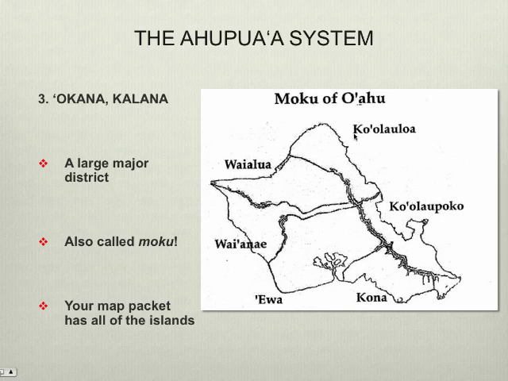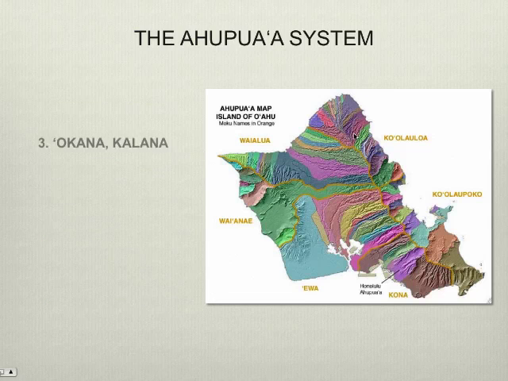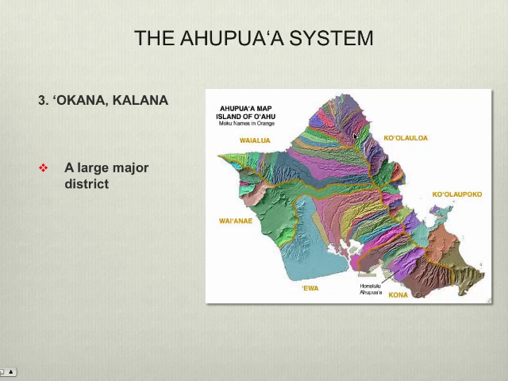So Ko'olauloa, Ko'olaupoko, Kona, Ewa, Waianae, Wailua. And we are now, if you haven't guessed, in the Kona district. So we'll move on to the next layer deep, which is the Ahupua'a system, or kalana, sorry, we're still on that one.